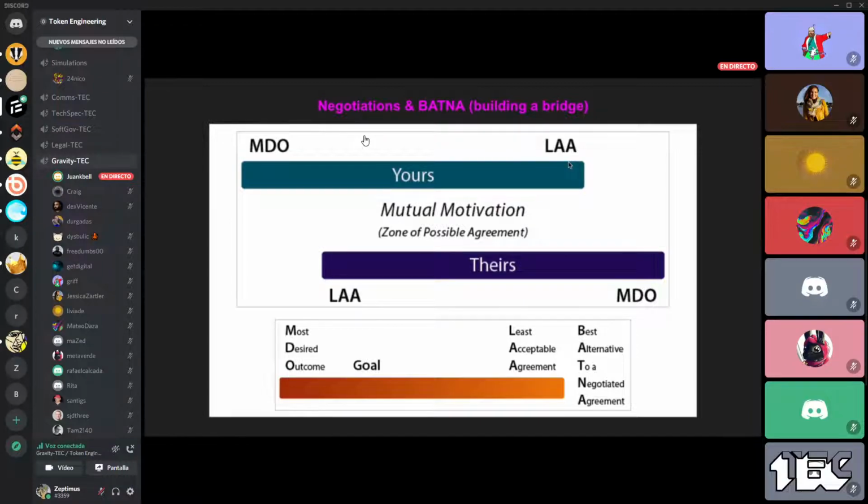But even though there are most desired outcomes or least acceptable agreements, we also have this mutual motivation zone, that is the zone of all possible agreements, where you are still not going to have the least desired outcome, and therefore you're going to meet halfway.